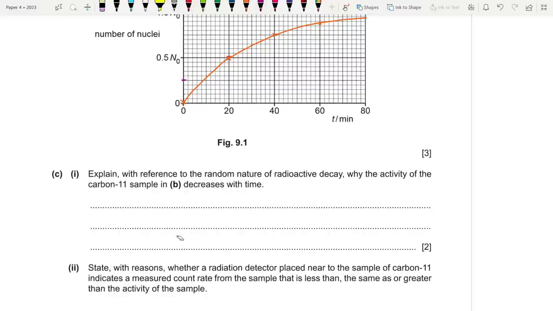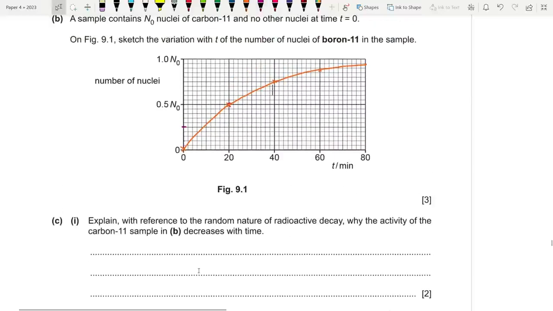Explain with reference to the random nature of radioactive decay why the activity of the carbon 11 sample in part B decreases with time. Good question. I haven't seen this before. So what does random nature of decay mean? We cannot predict which particular nucleus will decay. And every unstable nucleus has the same probability of decay.